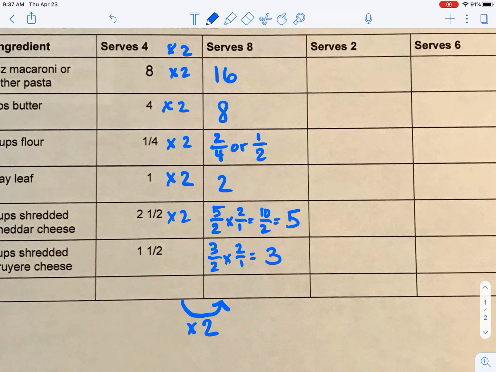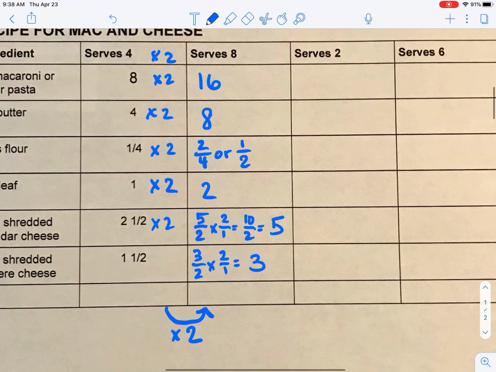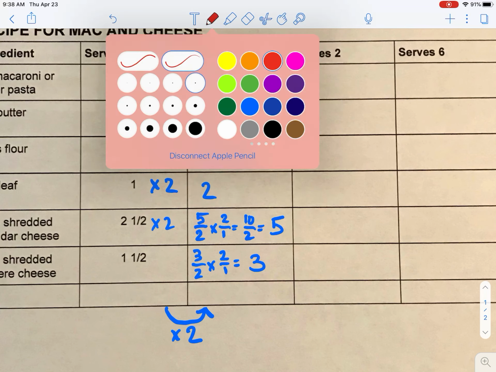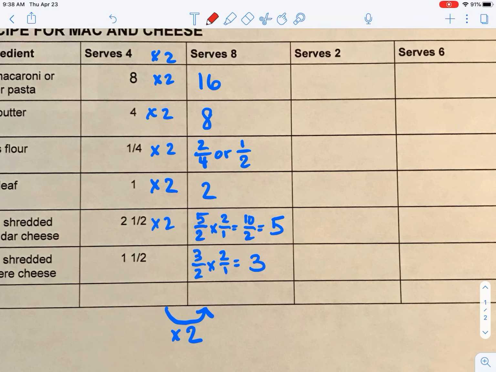But now what's going to happen? Well, I don't really have 7 friends that I can invite over. Maybe it's just me and 1 friend. That means I need something that's going to serve 2. So instead of multiplying by 2, for the original recipe, to get from 4 to 2, I'm going to need to divide by 2. Okay? What else can I do? If I wanted to, I could take this up here and I could actually do 8 divided by 4.